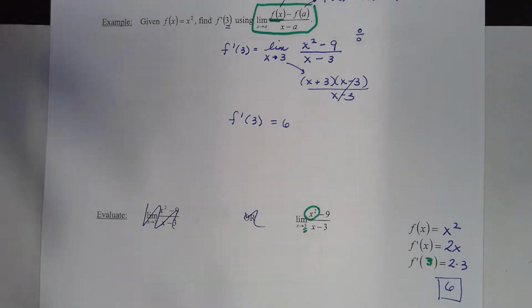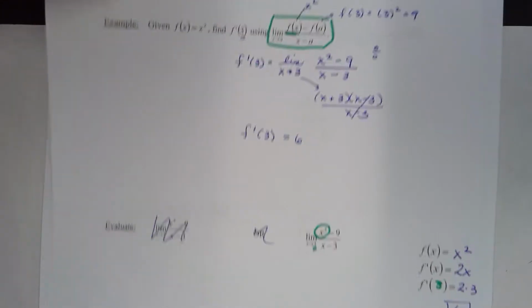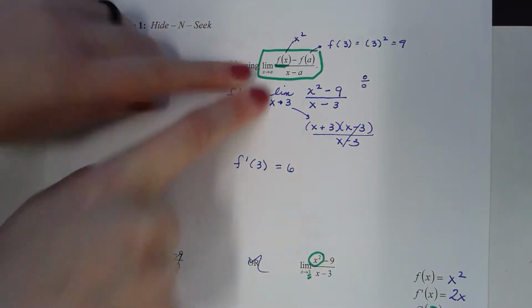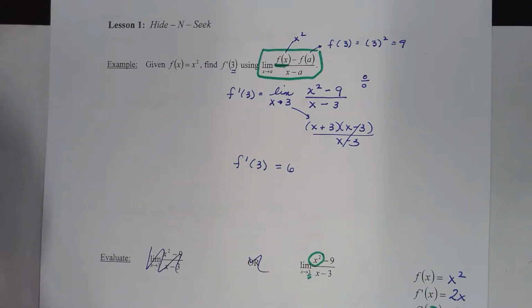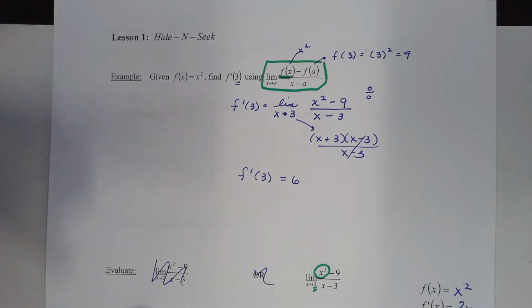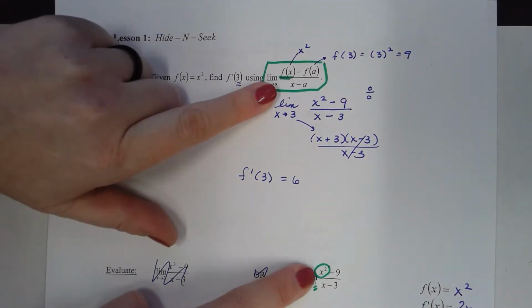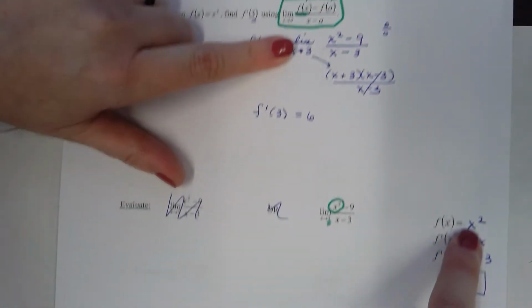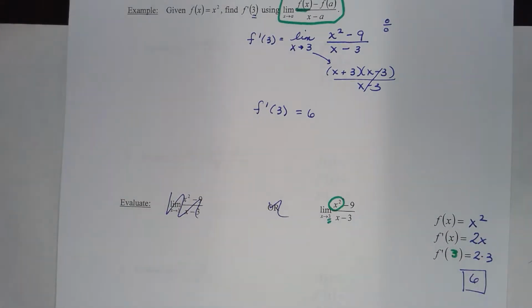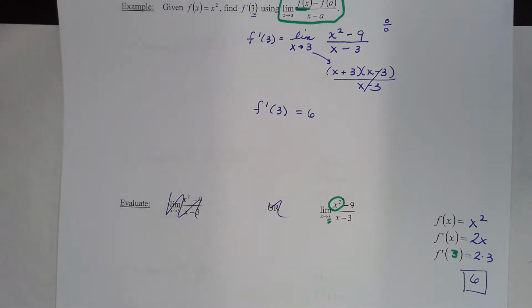So what your goal is with these questions is to match the limit up to the definition. You have to find the function. You have to find f of x. Hence hide and seek. It's hiding. Can you find it? Find f of x within the limit, pull it out, take the derivative, sub in your point, get your answer. And then you're done without doing any of the limit work.